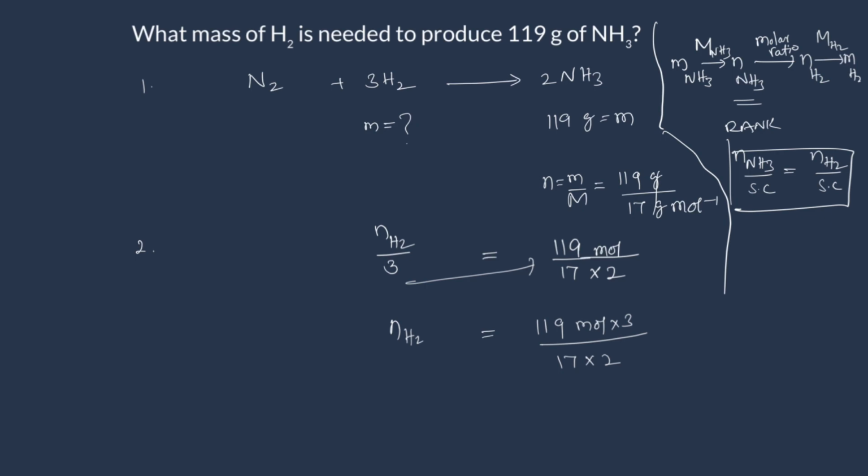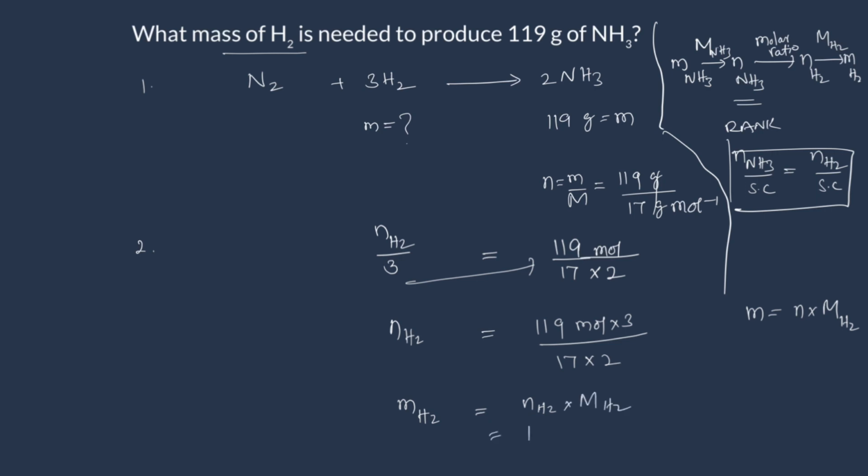Now we got the moles. Still our question is not completed, because what mass of hydrogen is required to produce the 119 gram of ammonia. Now we got the moles, then what we have to do to get the mass? We have to multiply the number of moles with the molar mass of which one? Hydrogen. So next one is mass of hydrogen, that equals moles of hydrogen into molar mass of hydrogen.